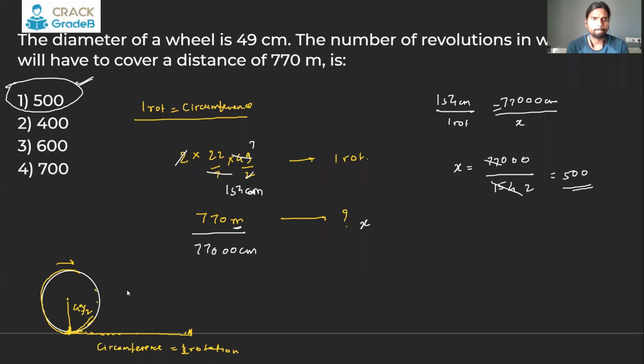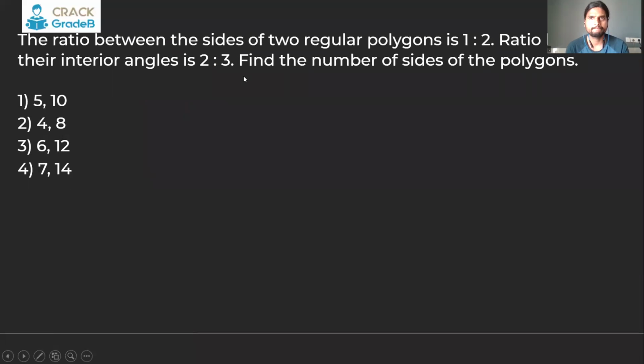Let's see one more. Now this is a typical formula-based question, the formula that we have already seen. The ratio between the sides of two regular polygons is 1:2. The ratio between their interior angles is 2:3. Find the number of sides of the polygon.